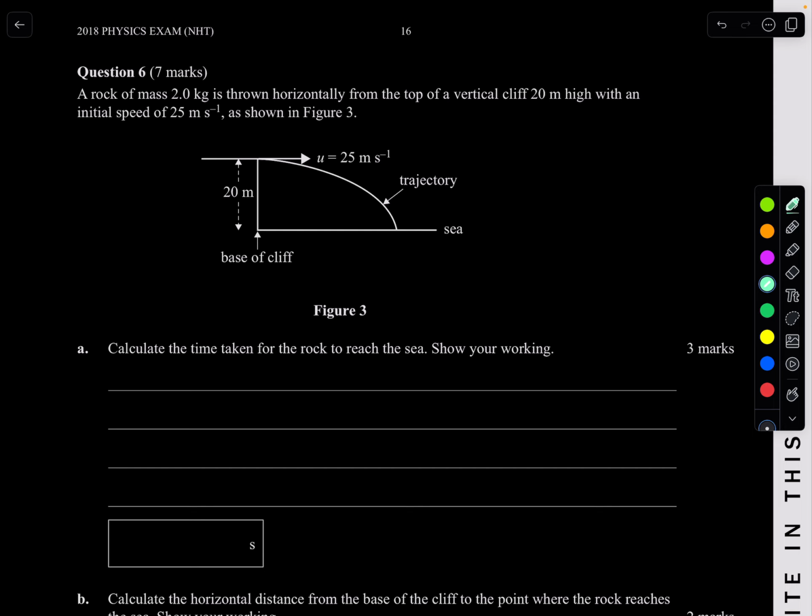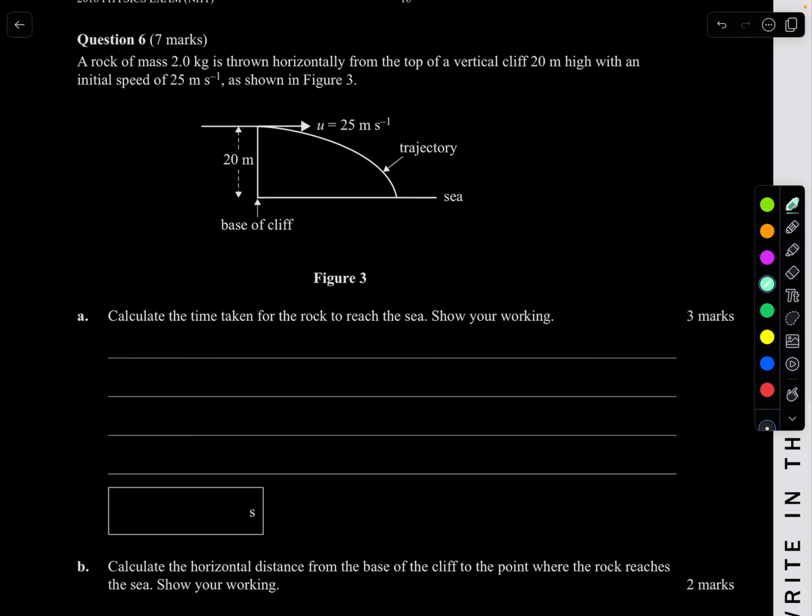We're given a lot of information in terms of the vertical direction, so we can use the vertical to solve for our time. We know the vertical initial speed is 0, because there is only horizontal velocity, which is 25. Acceleration is negative 9.8 in the vertical direction, and the displacement s is going to be negative 20, because it's going down 20 meters when it hits the floor. We're just trying to calculate the time it takes.